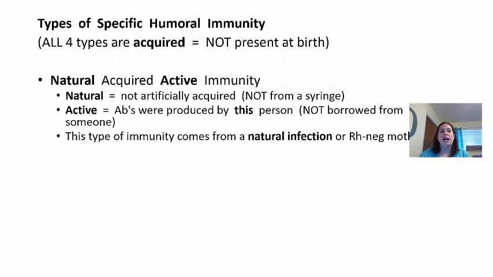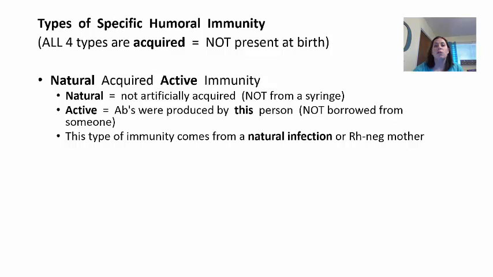Now, this brings us to types of specific humoral immunity. There's 4 types we want to talk about when it talks about producing antibodies. All 4 types are acquired. You do not have them at birth, okay? So they're going to develop over time. So the first type is what we call natural acquired active immunity. Now, you're going to notice that natural and active are both bolded.